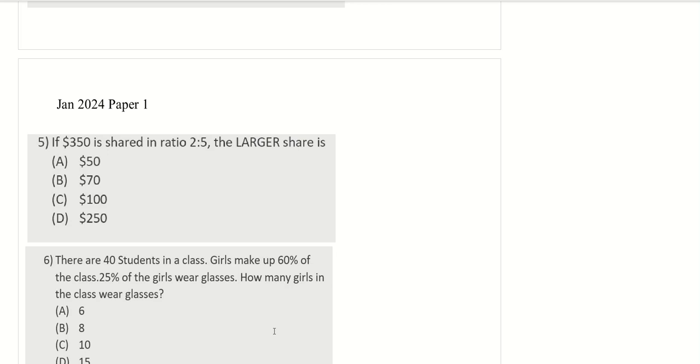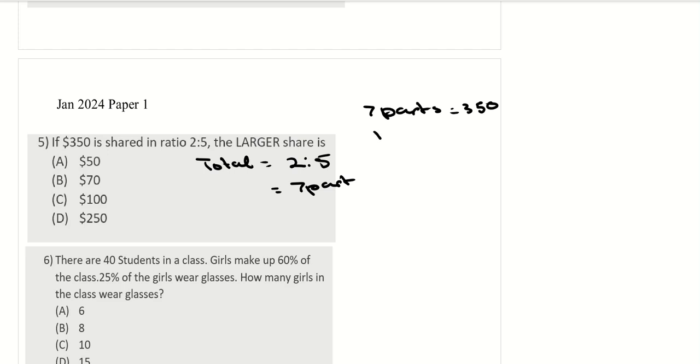Right, then let's look at this. If 350 is shared in a ratio 3 to 5, the largest share is. Now, what is the total number of parts? The total number of parts in a 3 to 5 ratio would be 5, 6, 7, 8 parts. Right, so they told you that 8 parts is equal to 350.